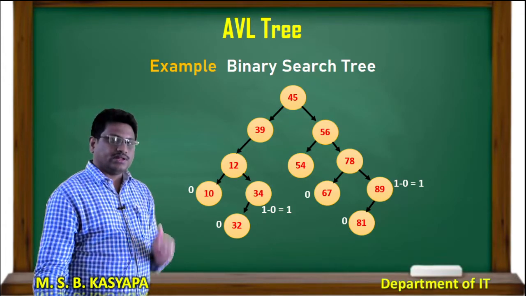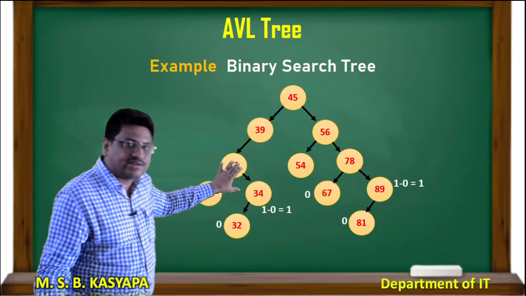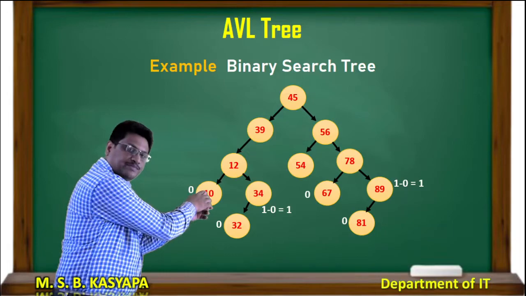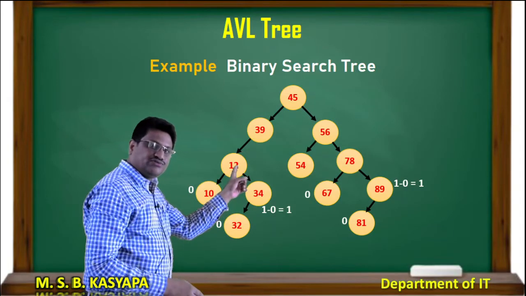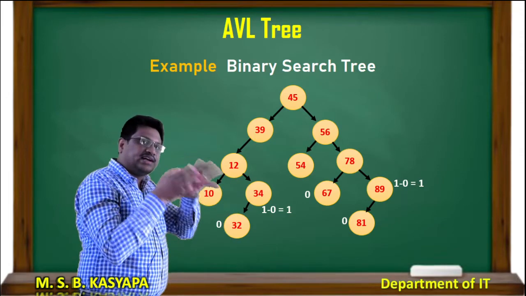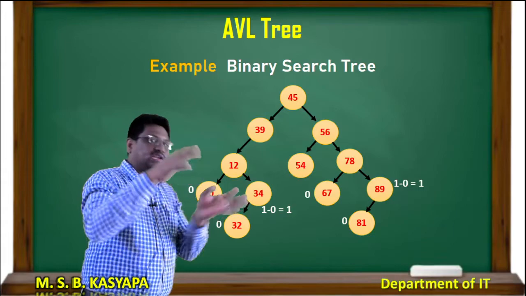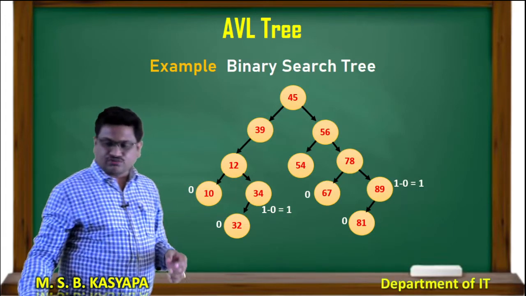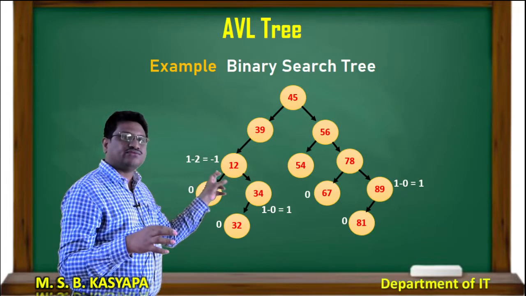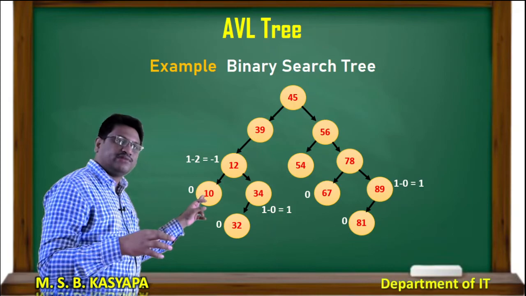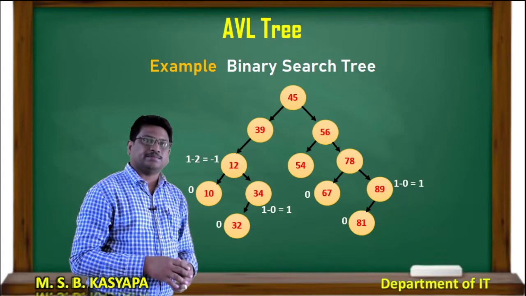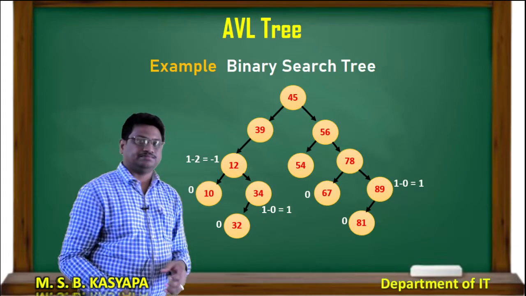Okay. Now let's move to the next level. Now it is here, 12. If you see, 12 has a left subtree, that is 1 edge. If you go to the right, 12 to 34 is 1, and 34 to 32 is 2. So the height of the left subtree is 1, the height of the right subtree is 2. So 1 minus 2, the balance factor of 12 is minus 1.